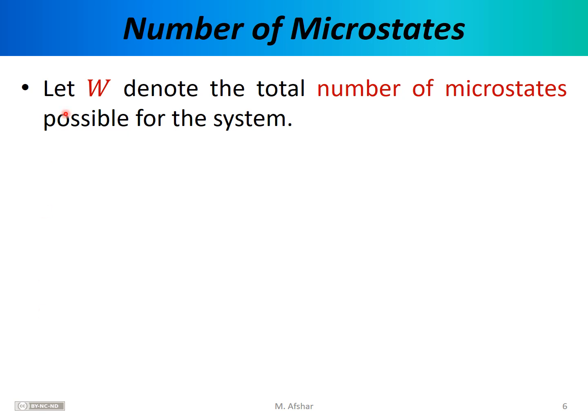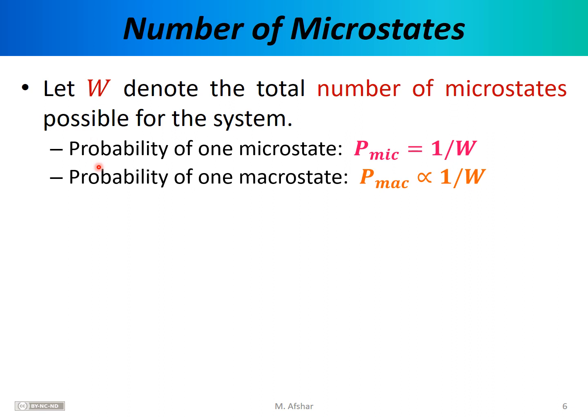A little more precisely, let W denote the total number of microstates possible for the system. In this context, don't confuse W with work. We're using the same letter to denote a totally different concept. If W denotes the total number of microstates that are possible, then the probability of any one microstate, what we're denoting as P mic, is equal to 1 over W. So if the system has 10 possible microscopic states or configurations that it could be in, then P mic is 1 over 10 or 1/10.